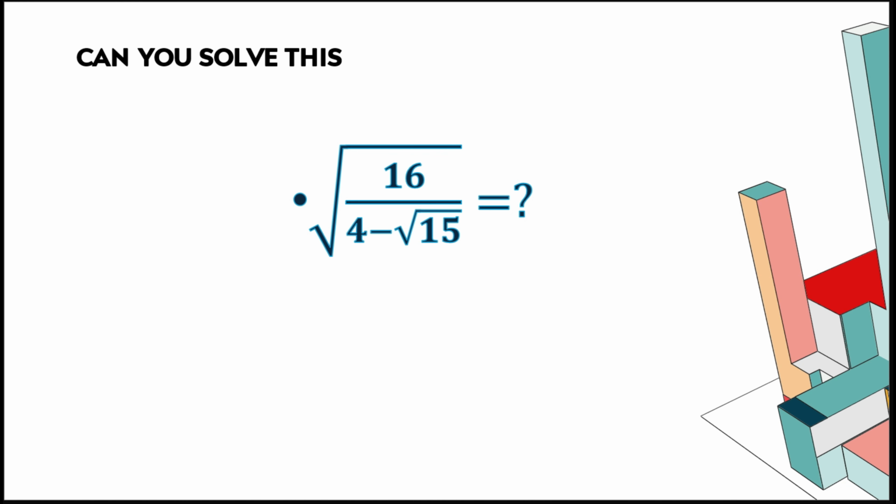In this video we are learning a Math Olympiad question. We have a question over there: square root of 16 in the numerator, and in the denominator we have 4 minus the square root of 15. So try it by yourself first, and if you are not sure about it you can watch the solution.